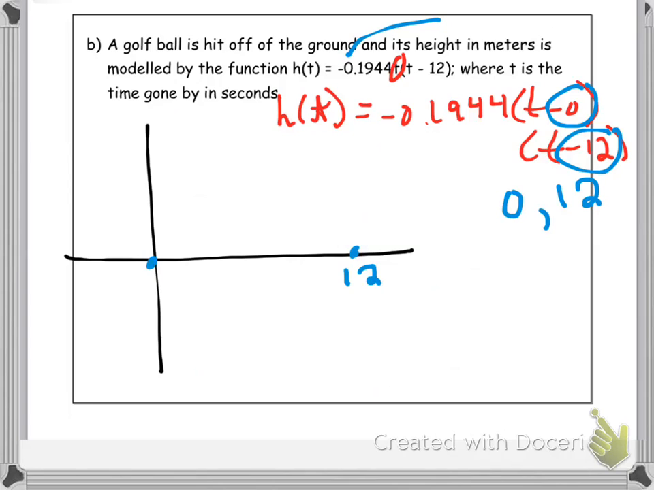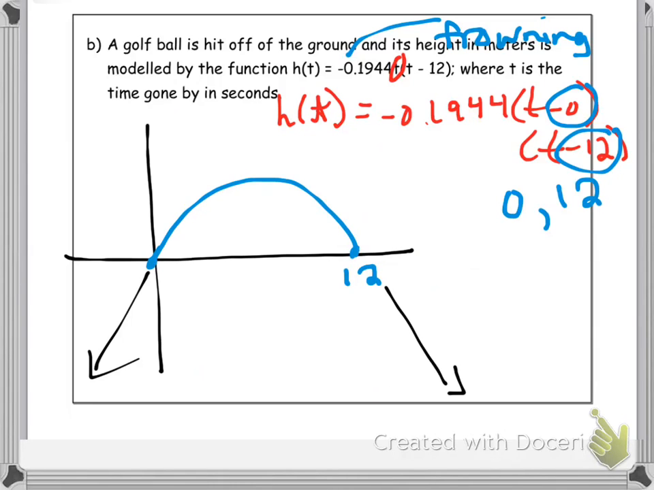This guy is frowning. So he's going to go like this. So that's the path of our golf ball. The theoretical parabola continues. The real life parabola, which depicts where the ball is actually going, is the blue part.